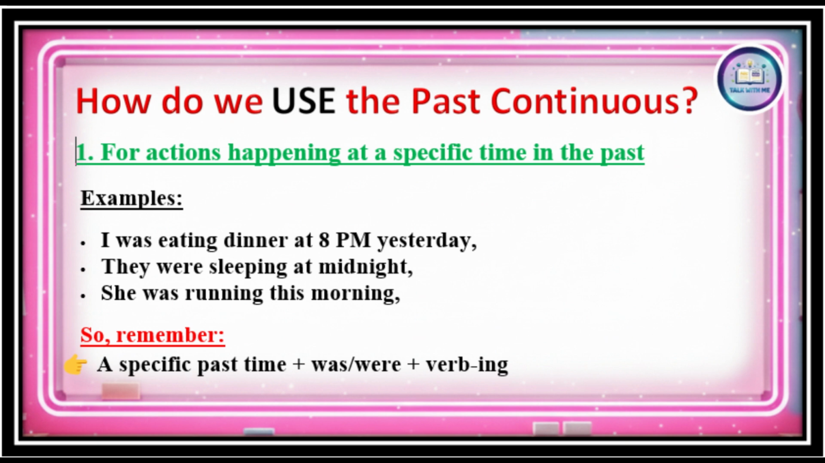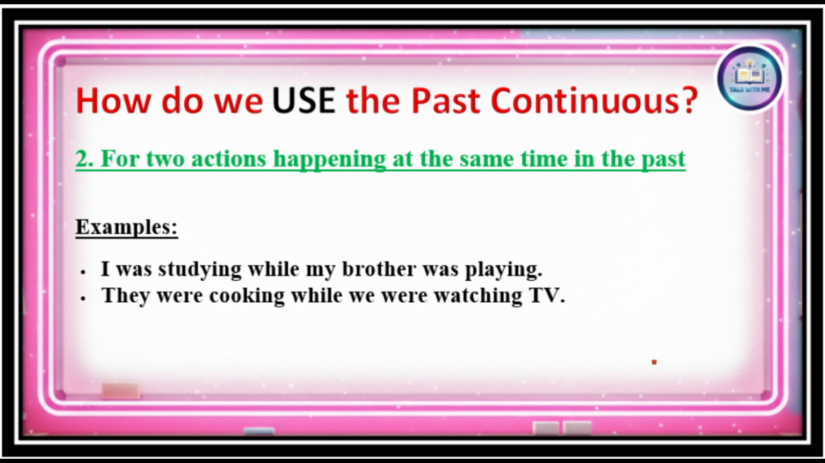Good. There you go. The second one is for two actions happening at the same time in the past. Examples: I was studying while my brother was playing. They were cooking while we were watching TV. Yes, one person studies, the other plays. What were you doing while your sibling was eating?